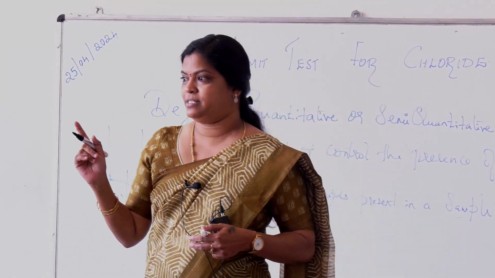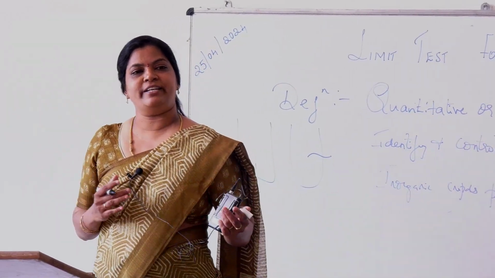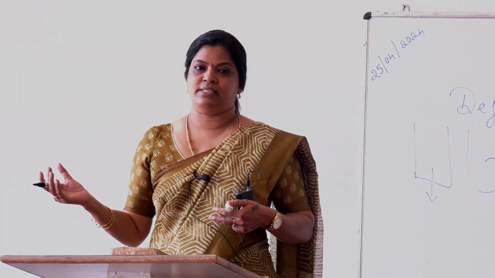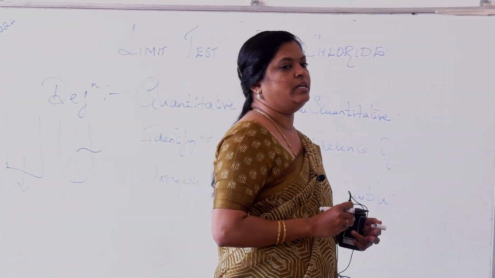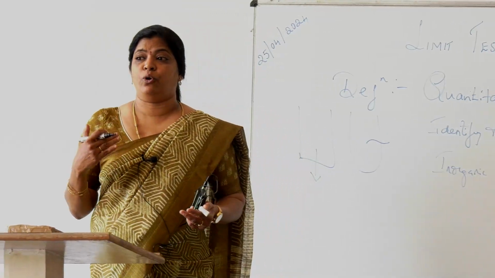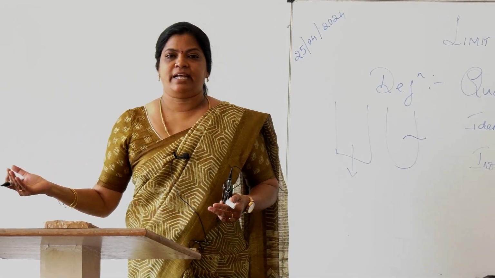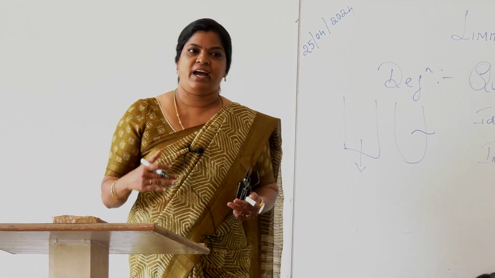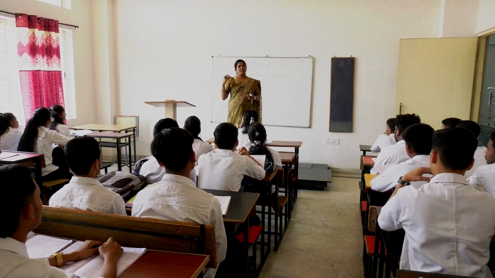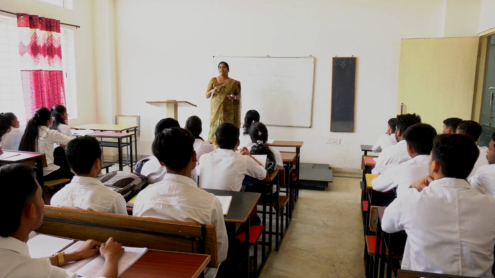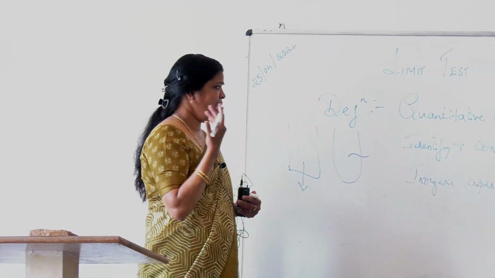Modified limit test for chlorides. Have you heard it? Yes. What is the difference between the limit test of chlorides and the modified limit test of chlorides is the samples which we use. Generally for the colorless substances, we find out the amount of chlorides which is present in it. Then for colored substances we are supposed to use another test which is called the modified limit test. Similarly, we have modified limit test for sulfates also.